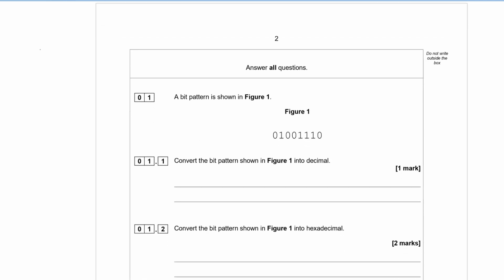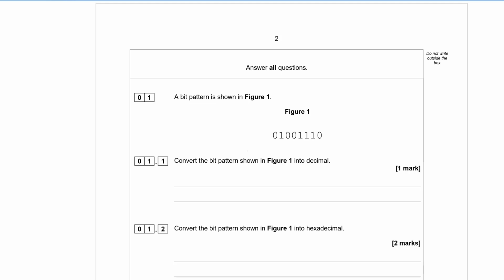Okay, now, starting with question 1. We're given a bit pattern, and we need to convert this binary into decimal. These are only ever worth a few marks, usually 1 mark for binary decimal conversions, so please don't spend a long time on these. These should be totally straightforward by the time you get to your real exam. They should be the easiest questions on the paper.